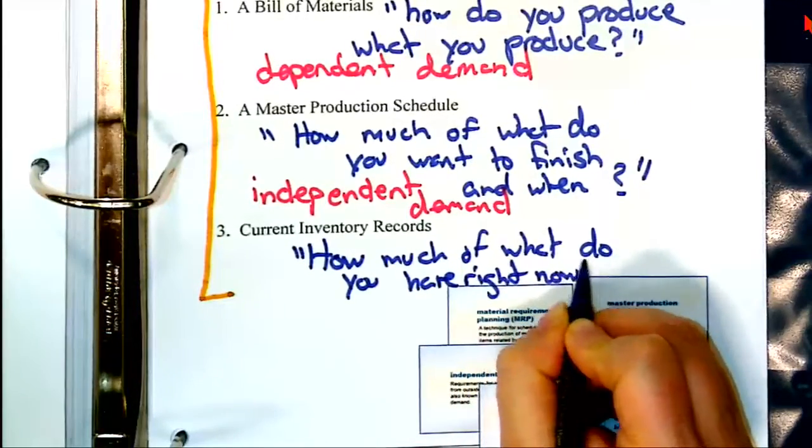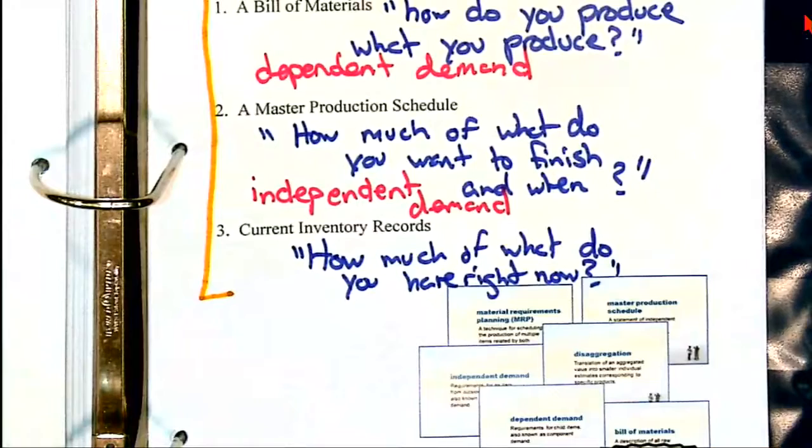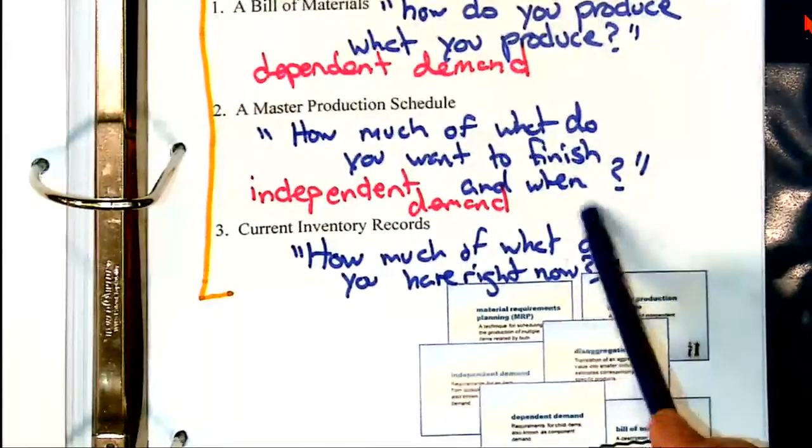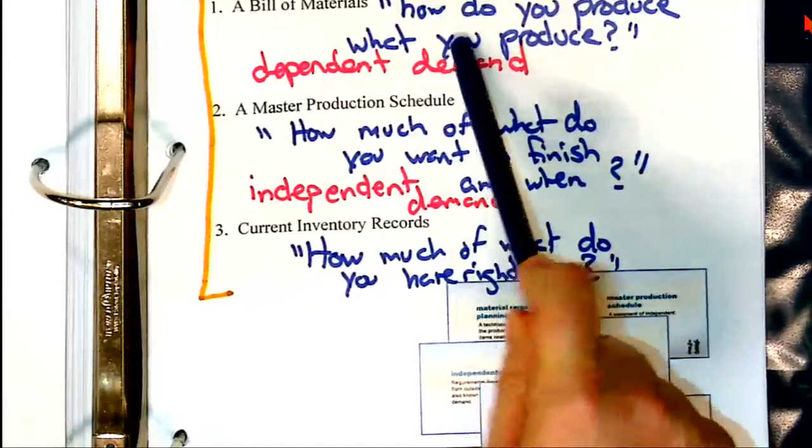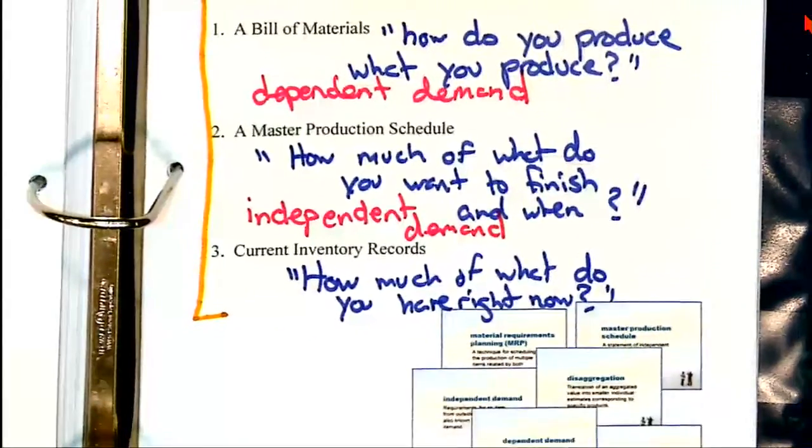And again, I'm putting that in quotes because we're just keeping this conversational. But that is what current inventory records are. Okay, how much do we have right now? What do we have to work with right now, given that this is what we want to do and this is how we do it? That's another way to think of these three things.